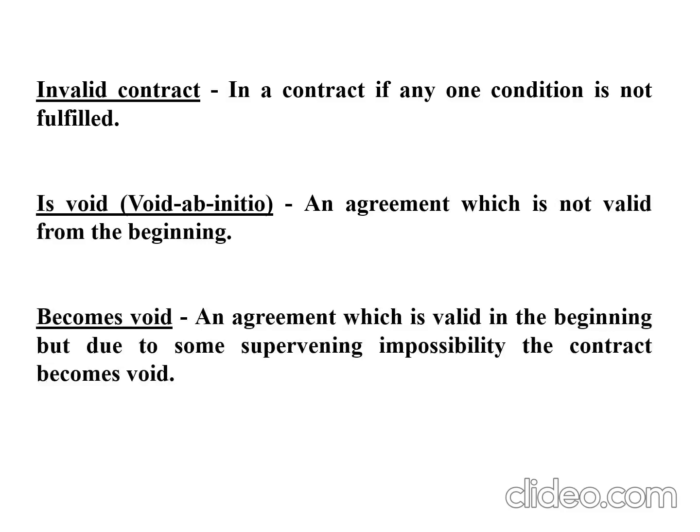So if any one of the 10 conditions of the essential elements of a valid contract is not fulfilled, it will be called an invalid contract. An agreement which is not valid from the beginning is called void ab initio. Example, an agreement with a minor is void ab initio. It is void from the beginning. Next is void: an agreement which is valid in the beginning, but due to some supervening impossibility, the contract becomes void. This supervening impossibility may occur before, after, or between the time of execution.